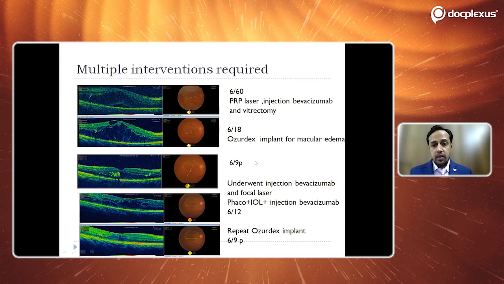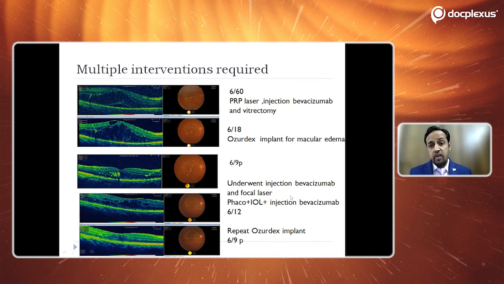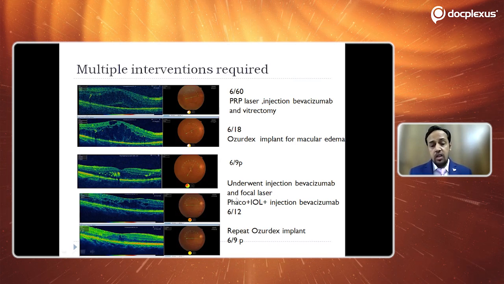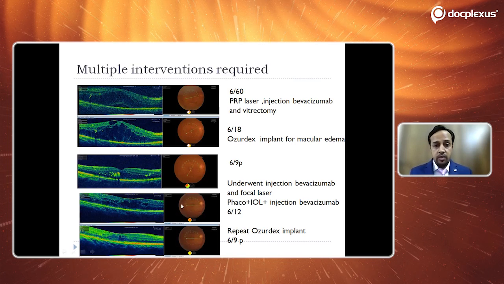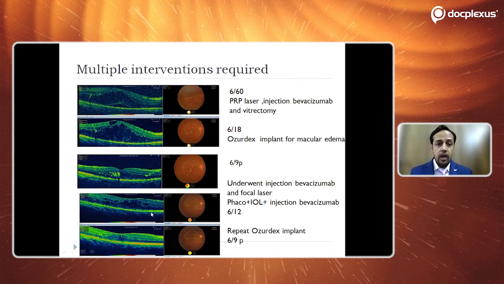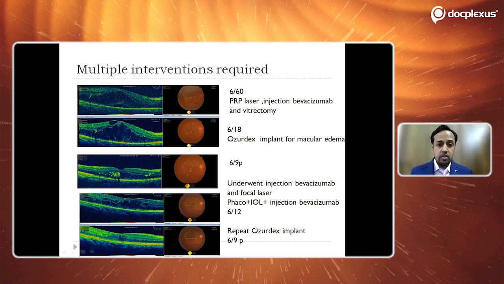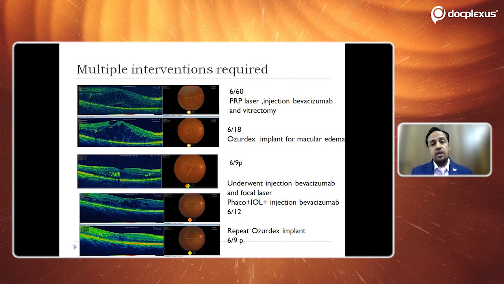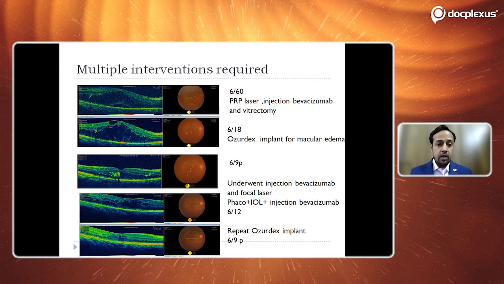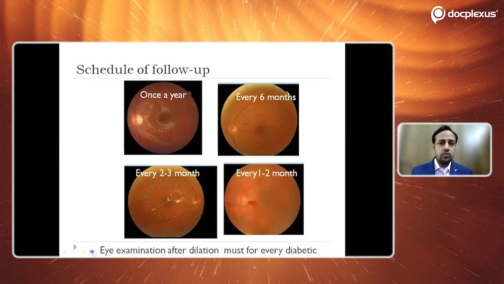In between, the patient underwent intravitreal bevacizumab injection and focal laser, also underwent a cataract surgery along with bevacizumab and laser, finally achieving a visual acuity of 6/12. Again, the macular edema starts to show up. Again, we injected an Ozurdex implant. The vision finally improves to 6/9 partial. So in some patients, we do need multiple interventions to maintain good visual acuity.